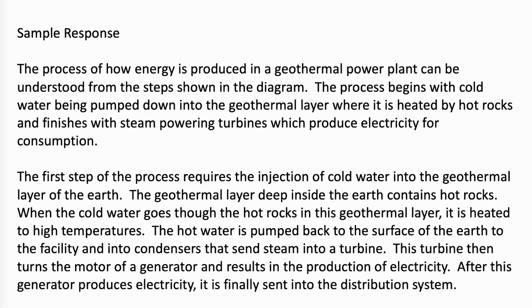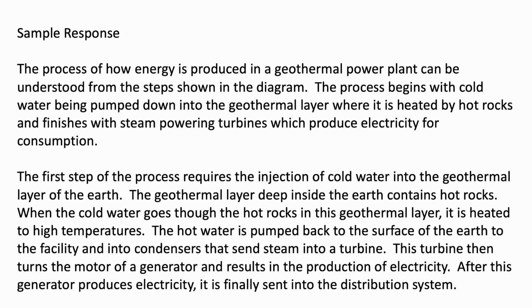The hot water is pumped back to the surface of the Earth to the facility and into the condensers that send steam into a turbine. This turbine then turns the motor of a generator and results in the production of electricity. After this generator produces electricity, it is finally sent into the distribution system.